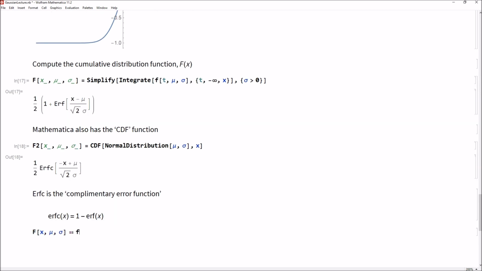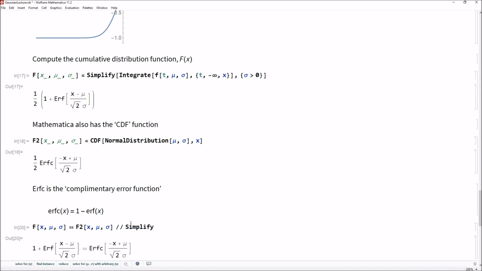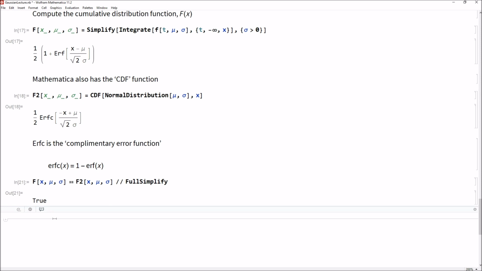So I can just test that big F and big F2 should be the same thing. And again, let's simplify and just say, hey, keep going. Whoopsie. Why did that not come out to be the same? Did I mess something up? Did I switch the order? Let's try. How about FullSimplify? Okay, there we go. Maybe I just didn't ask it to simplify far enough. Okay, so FullSimplify, it is indeed true.